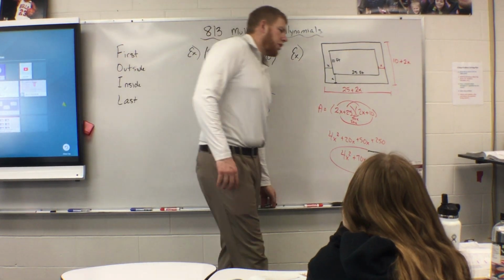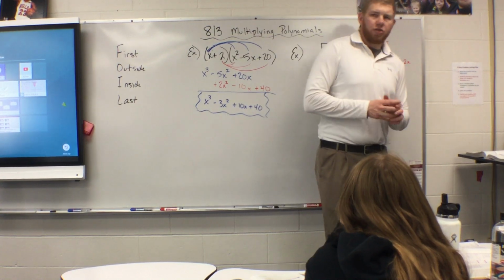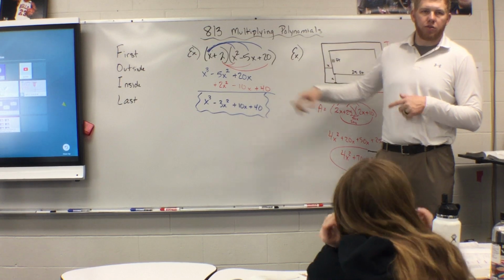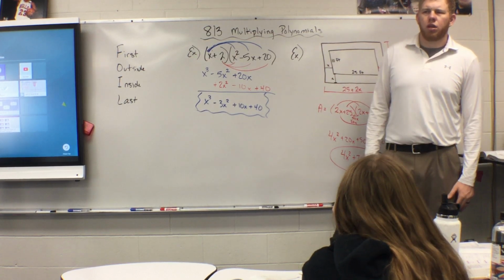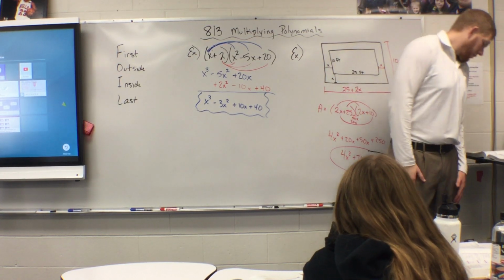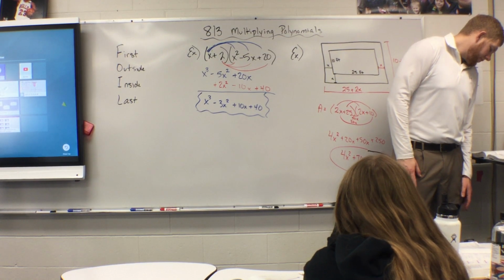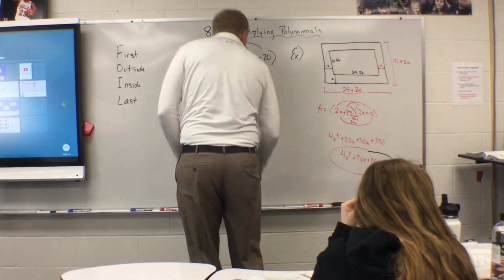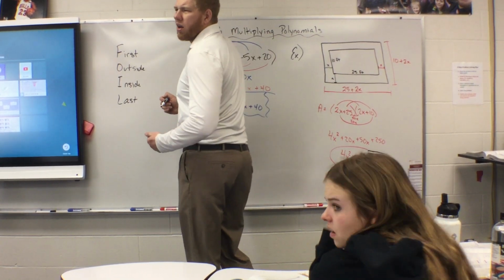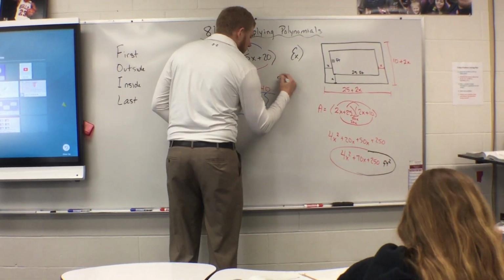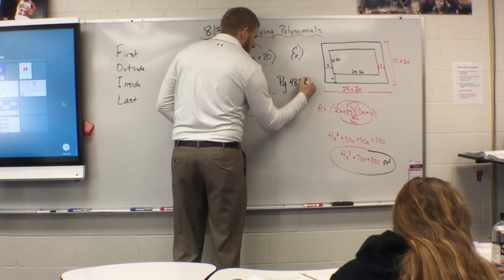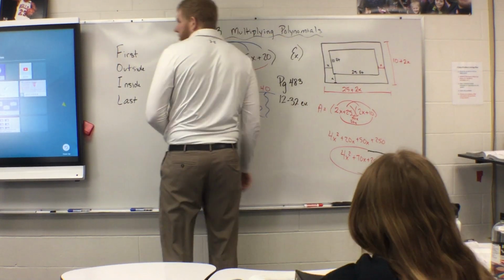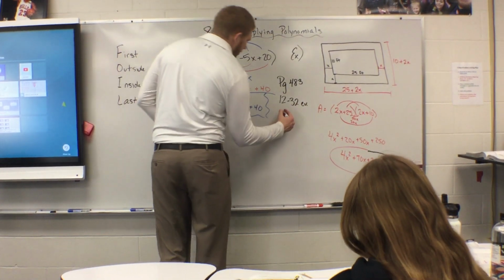Alright, so essentially that's really all your assignment is, FOILing, and then you'll have a couple of these where you gotta distribute a little bit extra. So, your assignment is page 483, evens 2 through 52, and 50 through 53.